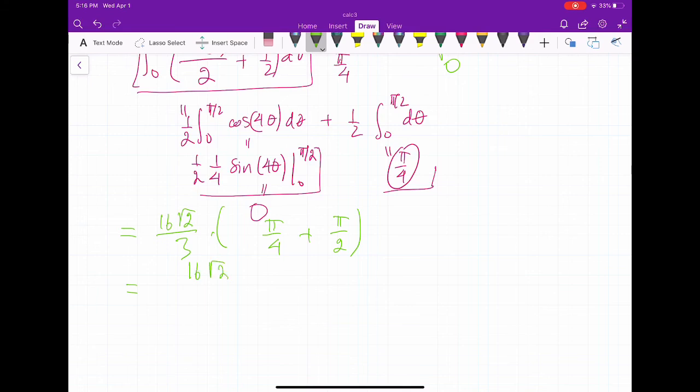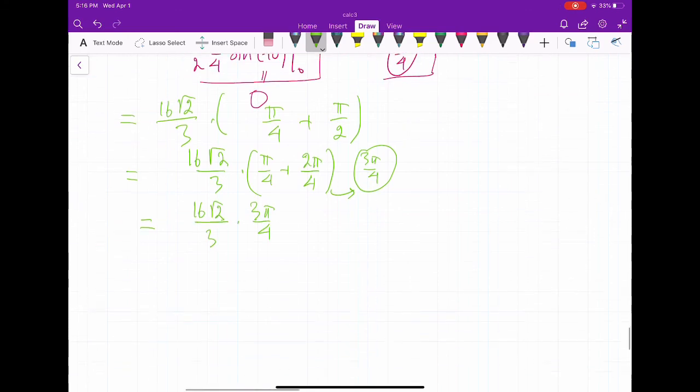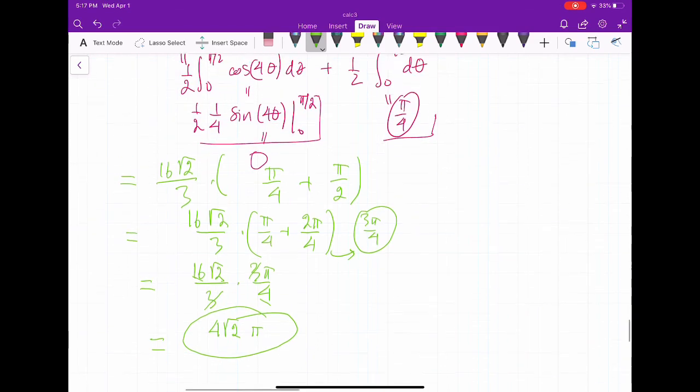16 square root of 2 over 3 times pi over 4 plus 2 pi over 4, and you simplify that, on the top you get 3 pi over 4, right? This part. So you have 16 square root of 2 over 3 times 3 pi over 4. The answer is, 3 with 3 will cancel out, 16 with the 4, so you get 4 square root of 2 pi. Wow, look at this.